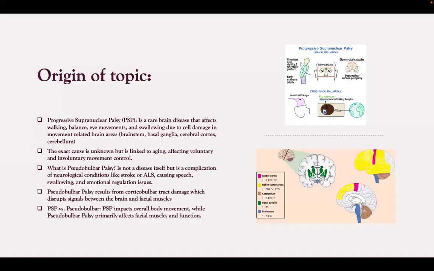Pseudobulbar palsy occurs when there is bilateral damage to the corticobulbar tract in the brain, which connects the cerebral cortex to the brainstem, and that also controls facial muscles. Certain other neurological diseases like MS, ALS, and stroke can lead to the damage of the corticobulbar tract, resulting in pseudobulbar palsy. The corticobulbar tract is a bundle of nerve fibers that originates in the primary motor cortex of the frontal lobe.